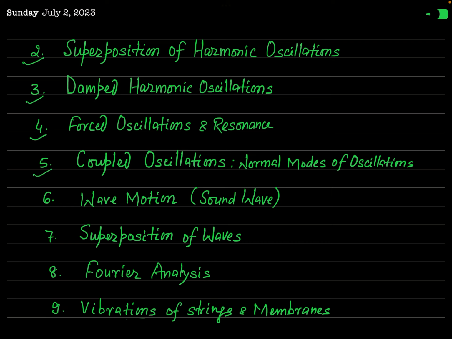The fifth chapter is most important, where we will talk about coupled oscillations in terms of the normal modes of oscillations and normal coordinates. This is just an advanced idea of waves and oscillation, and this is very useful for the students of higher physics level.